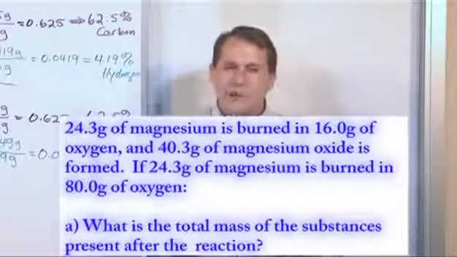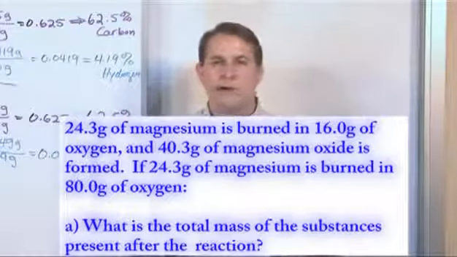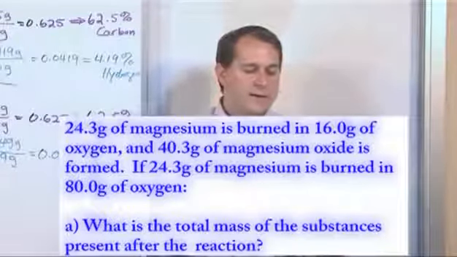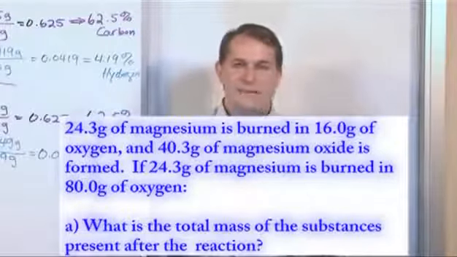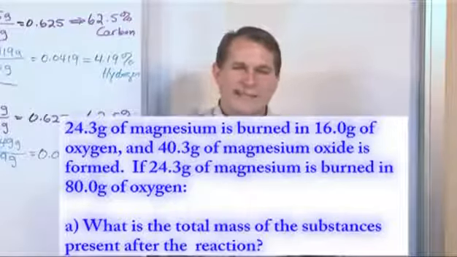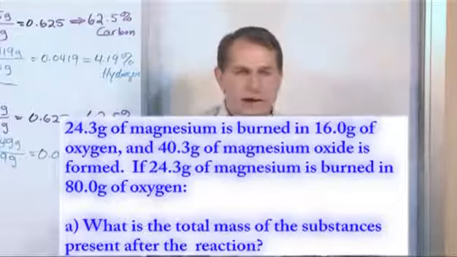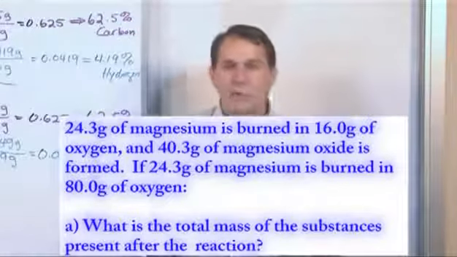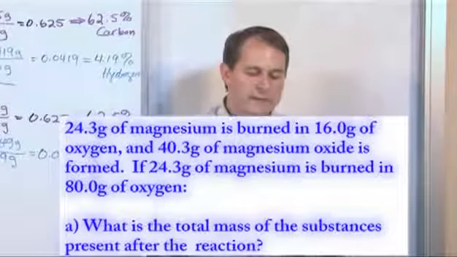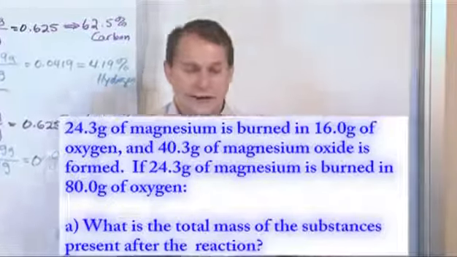So there's a lot of numbers here, but really you have to take it one step at a time. First thing we know is 24.3 grams of magnesium, we burn it in 16 grams of oxygen, and we get 40.3 grams of magnesium oxide. All right, but if we take the same exact amount of magnesium, 24.3 grams, and we flood the chamber with a lot more oxygen, 80 grams of oxygen, first part is, what is the total mass of the substances present after the reaction? The second reaction with 80 grams.